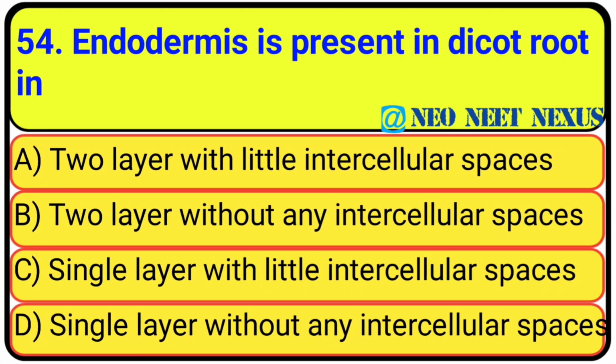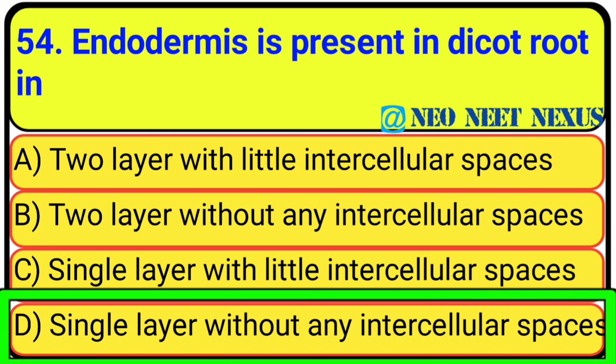Next, endodermis is present in dicot root in A. two layer with little intercellular spaces, B. two layer without any intercellular spaces, C. single layer with little intercellular spaces, D. single layer without any intercellular spaces. Correct answer is option D, single layer without any intercellular spaces.